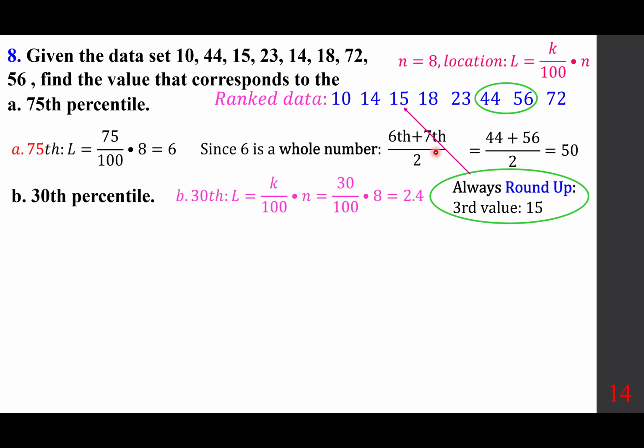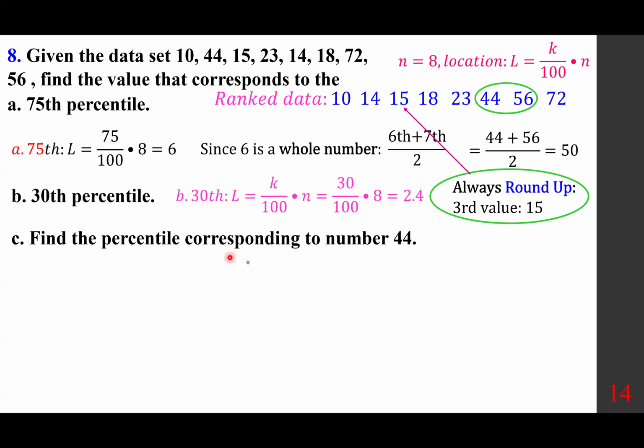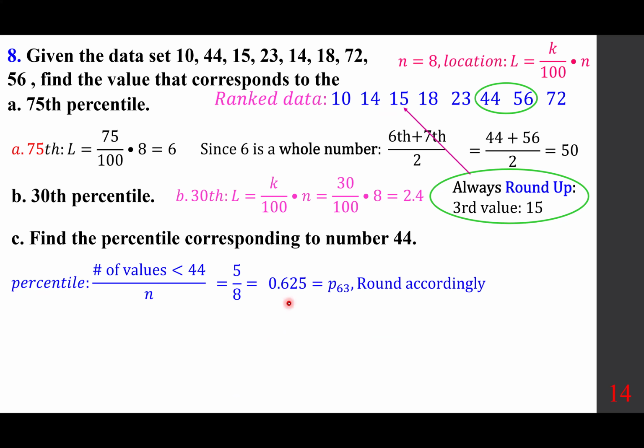Find the percentile corresponding to number 44. By definition, you look at the number of values less than 44 and you divide it by n. So locate 44. Less than that, 1, 2, 3, 4, 5. There are 5 pieces less than that, and we know n is 8. This is your answer. Just change it to a percentage. That's the idea, everybody. So it becomes 0.625, so you round it accordingly. This becomes 62.5% or about 63. So you put P63. Normally they want a whole number here.